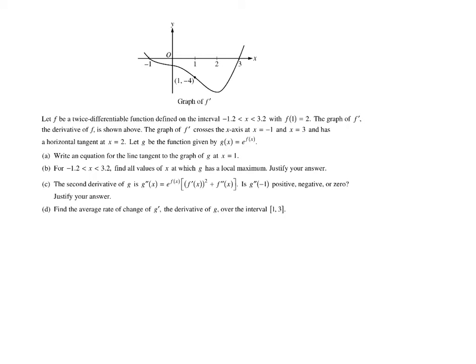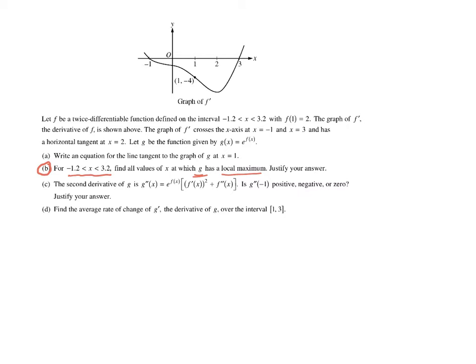So let's move on to letter B, like I mentioned. That would be this one right here. For the interval from negative 1.2 to 3.2, find all values of x at which g has a local maximum. Okay? So we're looking at the function g, and we need to find our local maximums. Typically, we do that with the first derivative test.